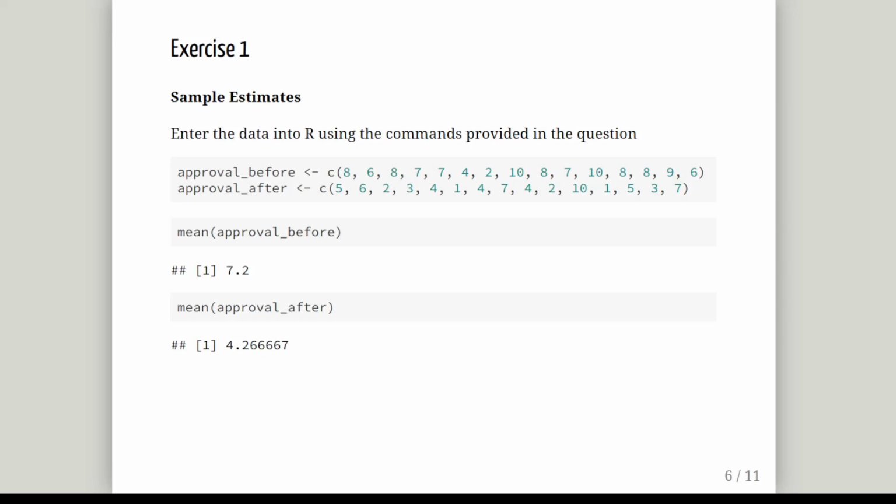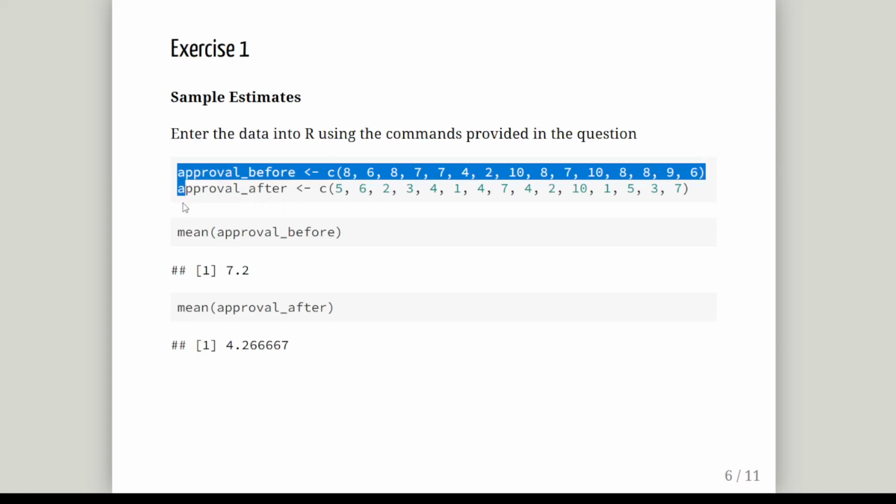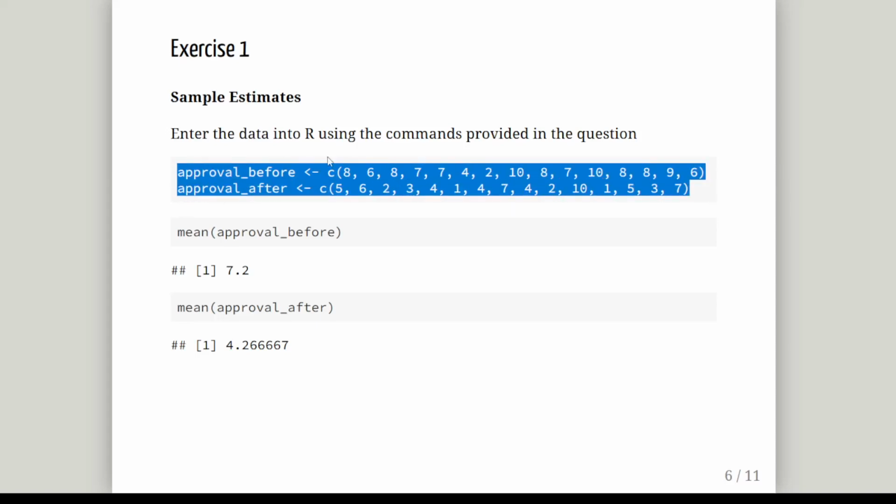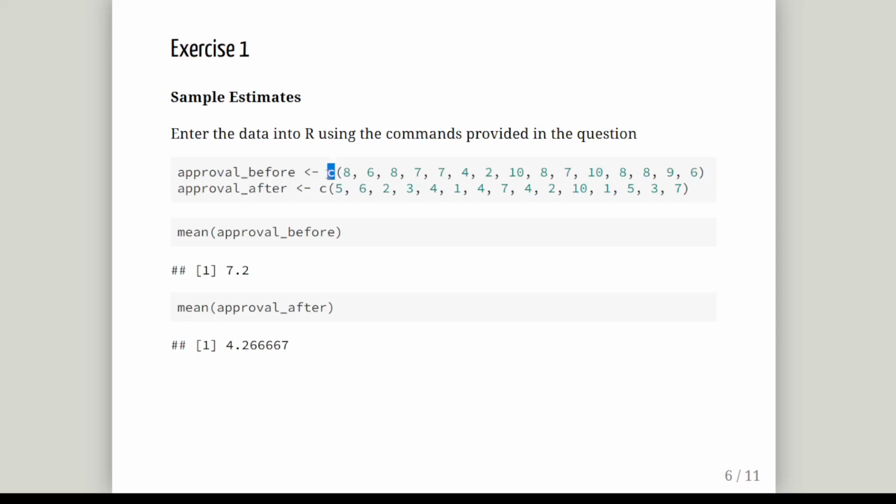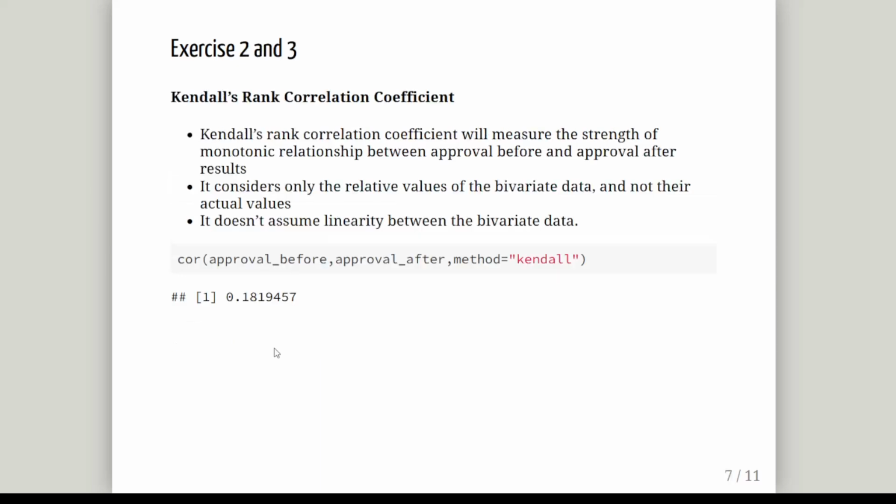Enter the data into R using the commands provided in the question. So this is the code we are given: approval before, approval after. The command c is used to create or concatenate all of these values into a single vector, a single object. We get the mean using mean, just stating the name of the vector that we want the mean of. 7.2 for approval before, 4.266 for approval after. So that's the first exercise.